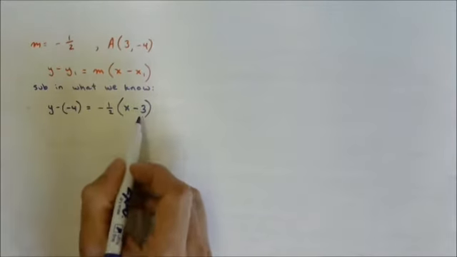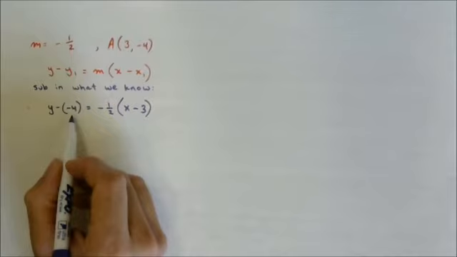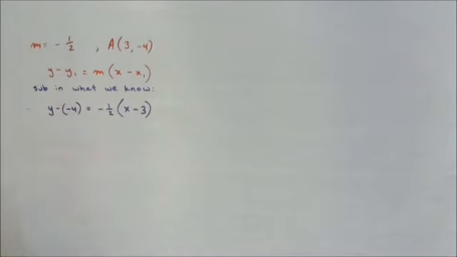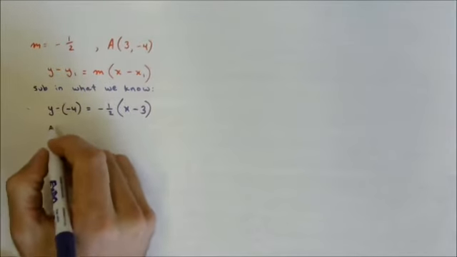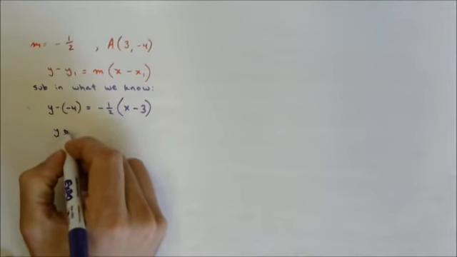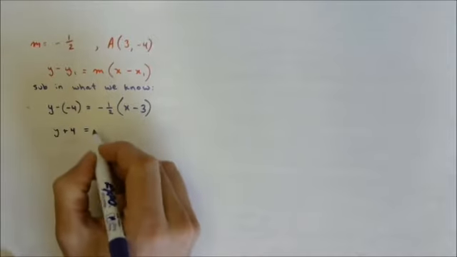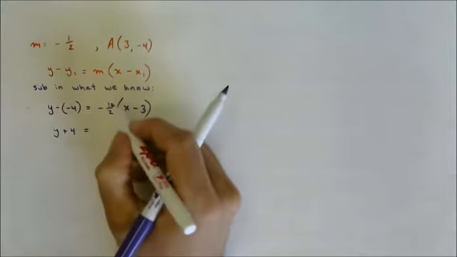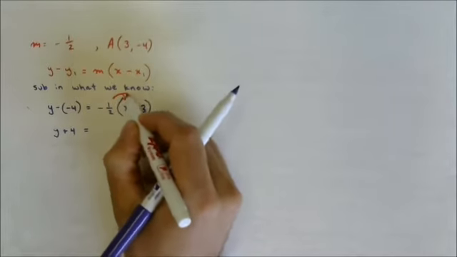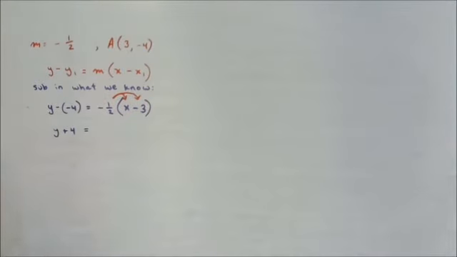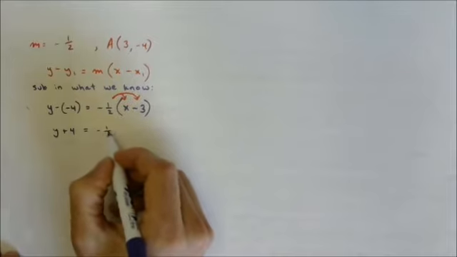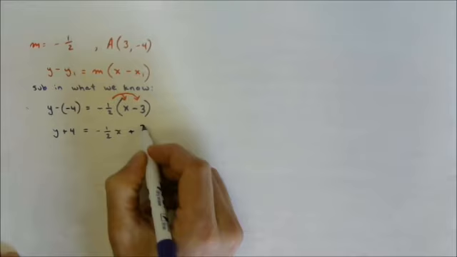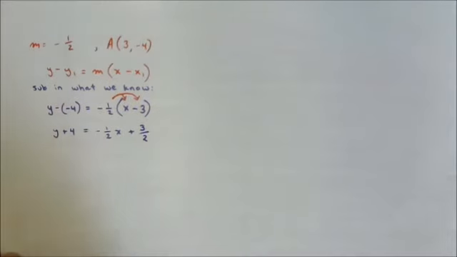We know an xy that satisfies the equation, and we know the slope m. And from here, all we do is solve it out using our basic algebra skills. On the left, we have y plus 4. On the right, we're going to be distributing the -1/2 to both terms in the binomial. So we have -1/2 x, and then we have +3/2.